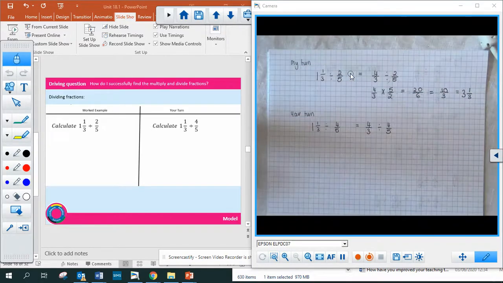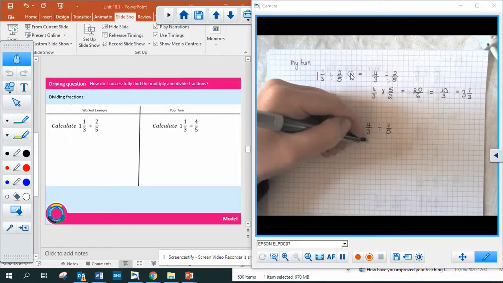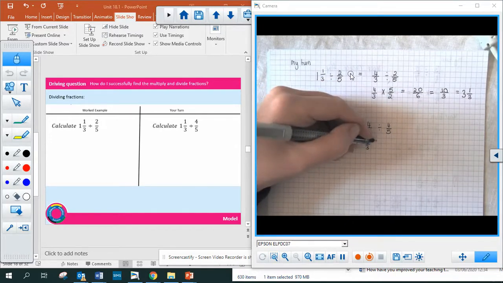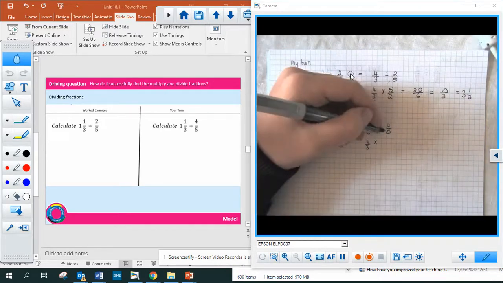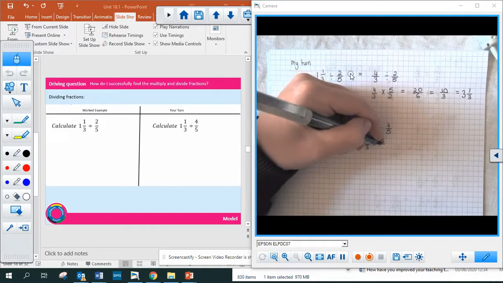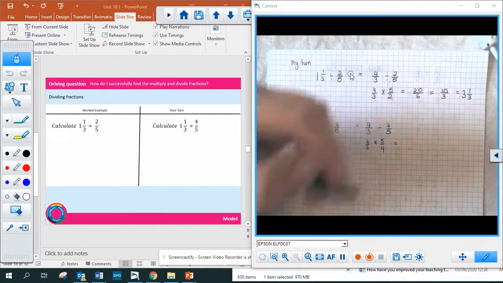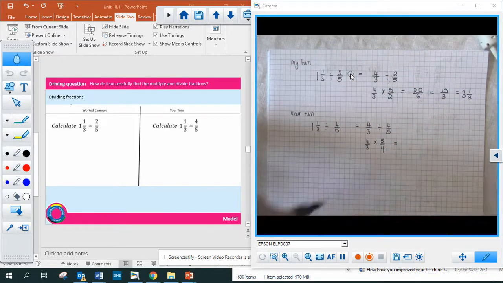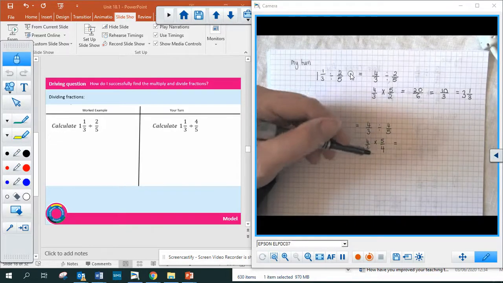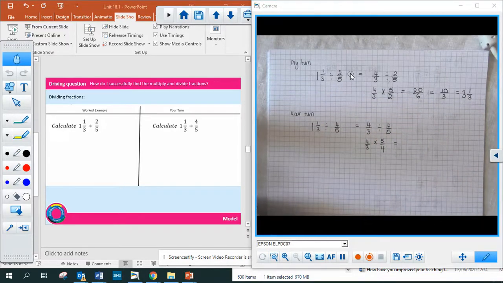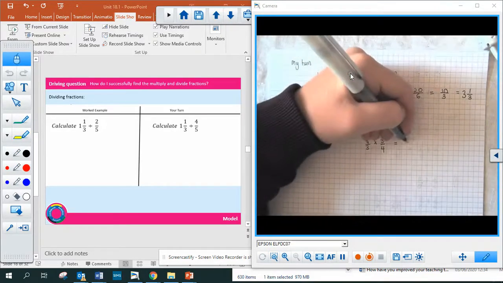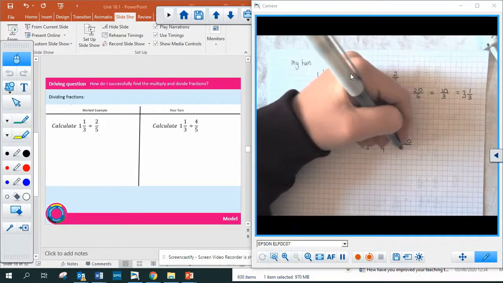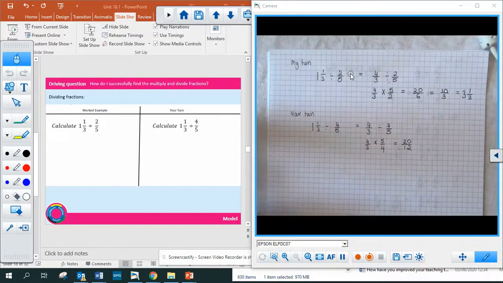4/5. Okay, now I've got rid of my mixed number, I'm going to deal with it as a normal division. Keep my first fraction, change my division to a multiplication, and flip my last fraction to its reciprocal. My final step, multiply my numerators together, then multiply my denominators together. 4 times 5 is 20, 3 times 4 is 12.